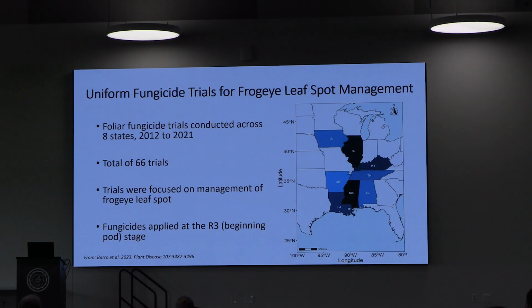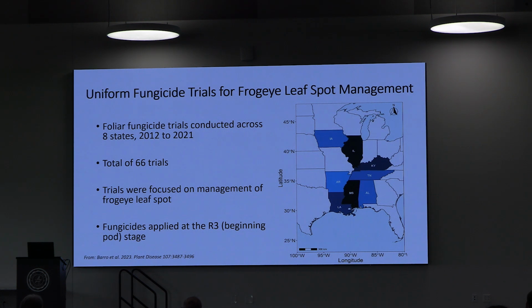So again, we've got some data from a lot of different states. I had a graduate student work on this a couple of years ago and do a meta-analysis on all of these different data sets. So this was across 8 states, 2012 to 2021, a total of 66 trials. And these were specifically focused on frogeye leaf spot. So we tried to plant varieties that were susceptible to frogeye leaf spot. In some cases, some of those trials might have even been inoculated or even irrigated to try to increase the likelihood of frogeye leaf spot. And we made our applications at the R3 growth stage.